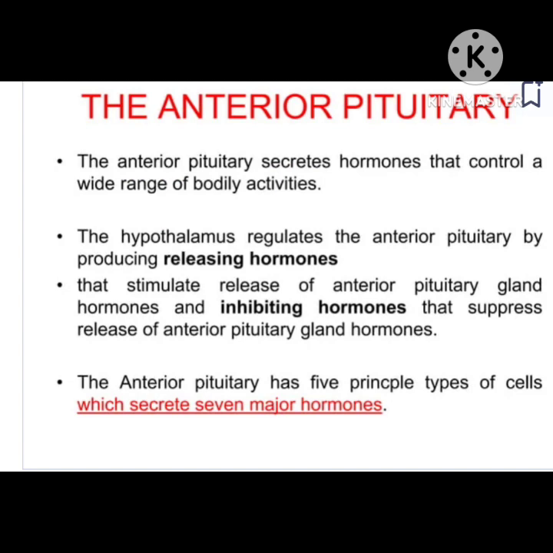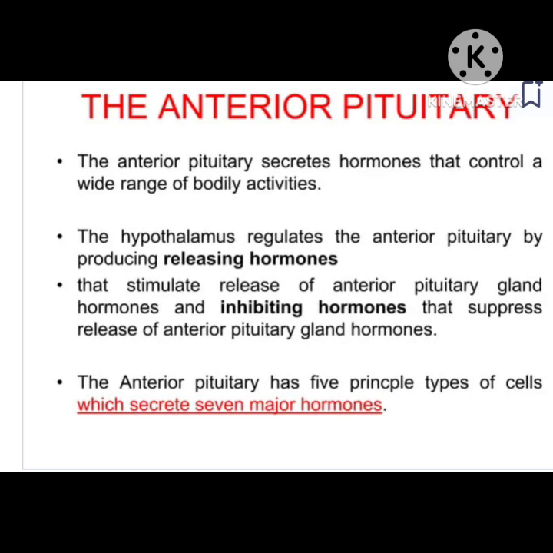Next is the anterior pituitary. The anterior pituitary secretes hormones that control a wide range of bodily activities. The hypothalamus regulates the anterior pituitary by producing releasing hormones. The anterior pituitary has five principal types of cells which secrete seven major hormones.